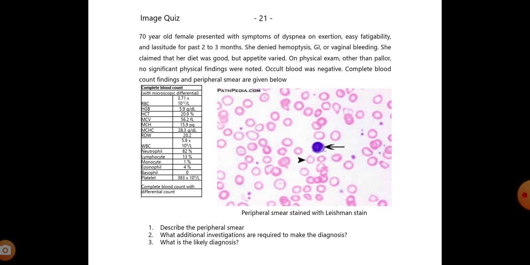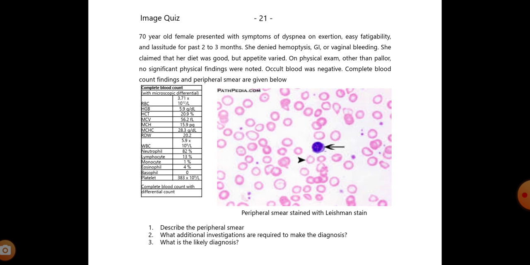On the right side you can see the peripheral blood smear picture, and you can see a big arrow which is pointing towards a small lymphocyte. Why is this given? Because to comment on the size of the RBCs, you always compare the size of the RBCs to that of a small lymphocyte nucleus. So when you compare here, the size is very much reduced, and also the pallor is increased in the center. So the RBCs are microcytic and hypochromic.